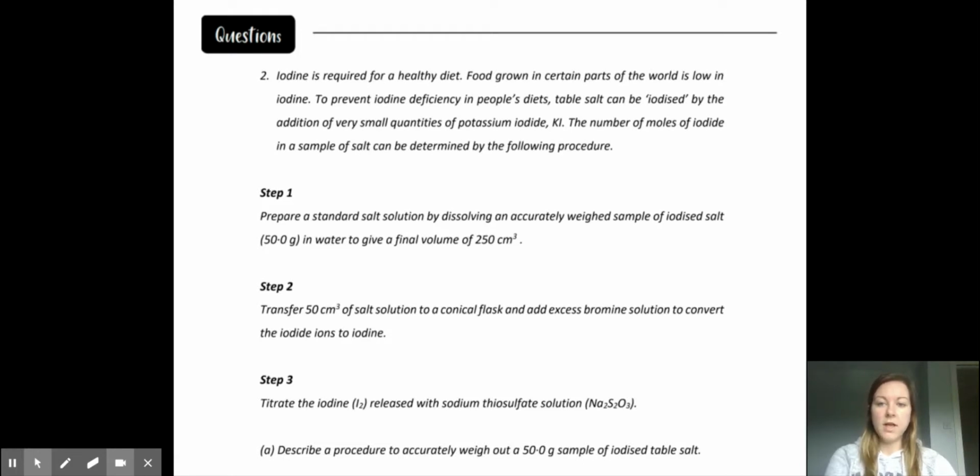Second question, iodine is required for a healthy diet. You see what I mean about these questions being quite long. They require a lot of reading, and that's one of the challenges, is to pull out all of the information that you're requiring for the question. So food grown in certain parts of the world is low in iodine. To prevent iodine deficiency in people's diets, table salt can be iodized by the addition of very small quantities of potassium iodide, which is KI. The number of moles of iodide in a sample of salt can be determined by the following procedure.